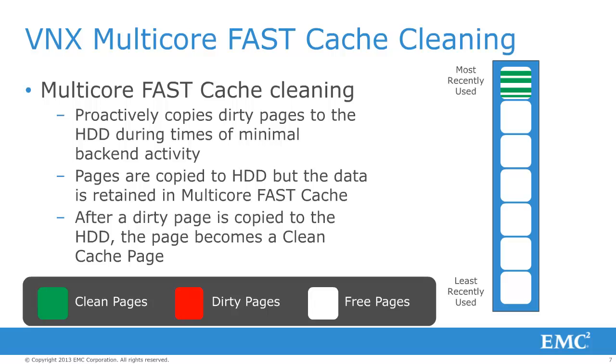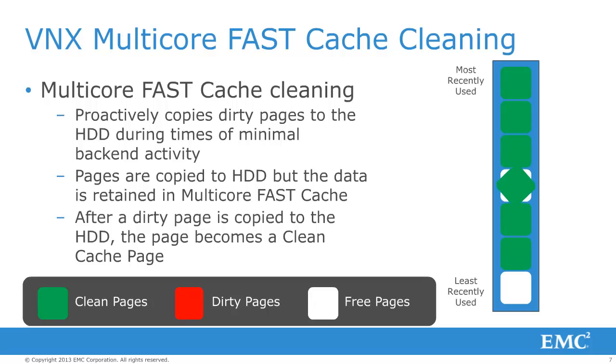In this example, as promotions happen, free pages are consumed. As pages are used and updated, they become the most recently used page. As Multicore Cache copies to Multicore Fast Cache occur, pages are updated, and Multicore Fast Cache will contain a number of dirty pages. The cleaning operation then copies data to the hard drives on a least recently used basis.